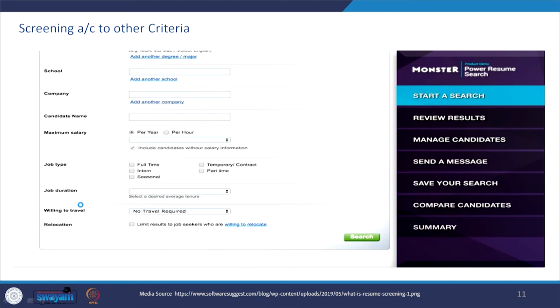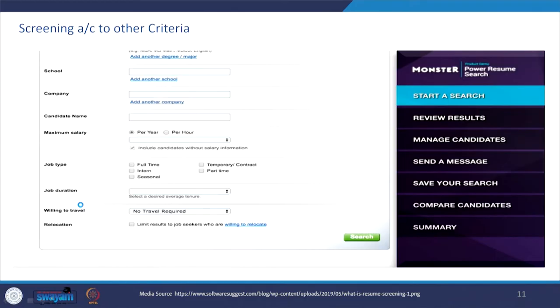Now this is also a very, very important point, the job type, especially in India at least. You will find whether you have worked full time or not. If you have worked full time, then it will be considered. Here you will find full time, then intern, seasonal, temporary or contract, or part time employees. If 3 years full time experience is required, then 3 years part time experience will not be considered. Or if there are certain jobs where only after your education some period is required, then that will be specified. But when the nature of the job has been specified, then definitely full time will be considered. Job duration, so what they select is the desired average tenure.